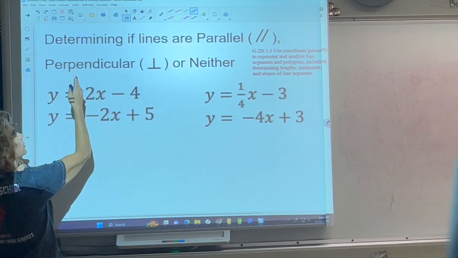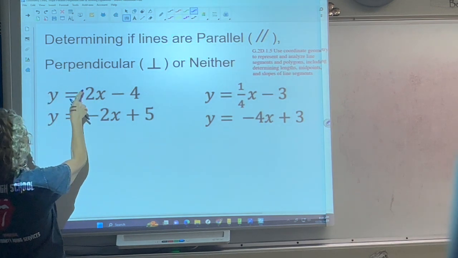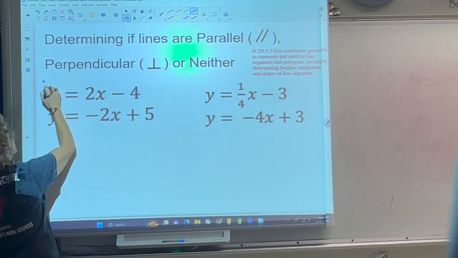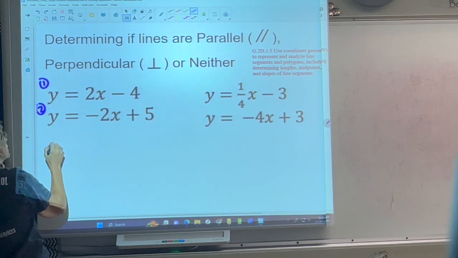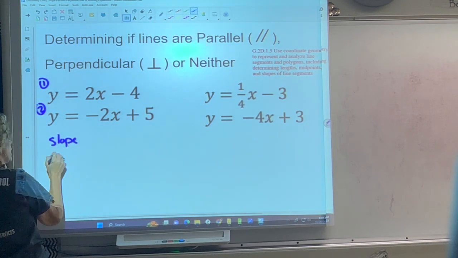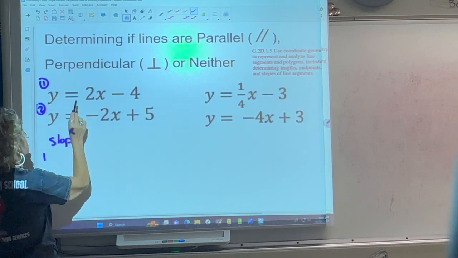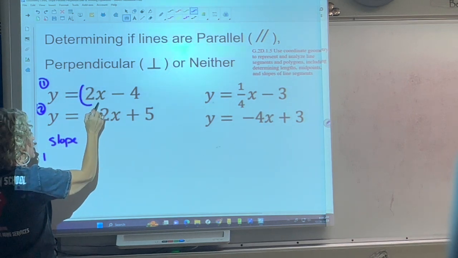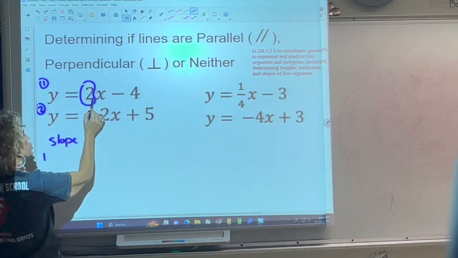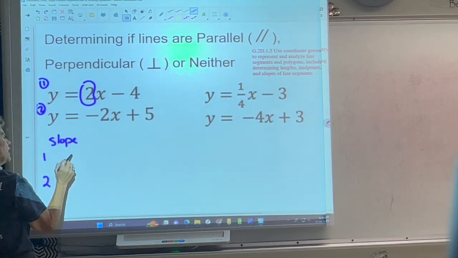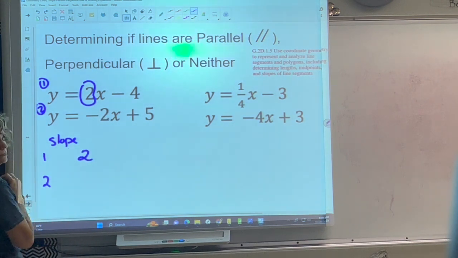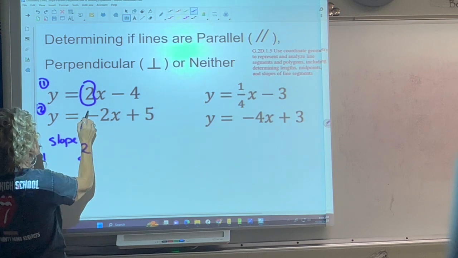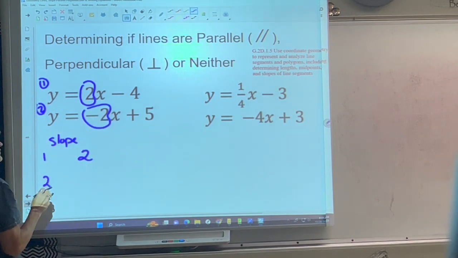Are these perpendicular, parallel, or neither? Well, we're going to go line 1, line 2. I'm going to put slope of line 1, line 2. Slope of line 1 in slope-intercept form, y equals slope times x. Slope of line 1 equals 2. Well, the slope of line 2 is a negative 2.